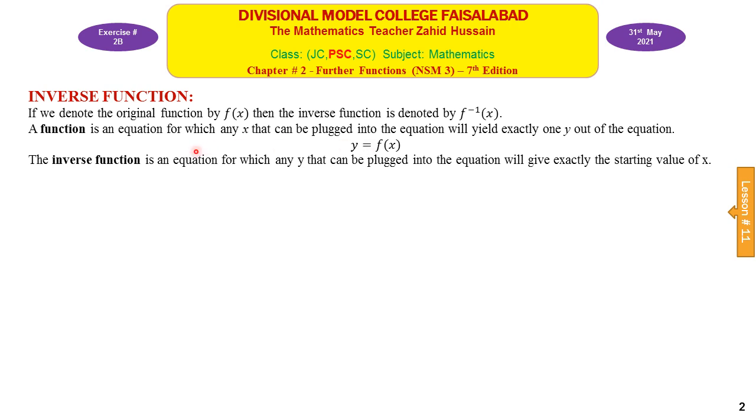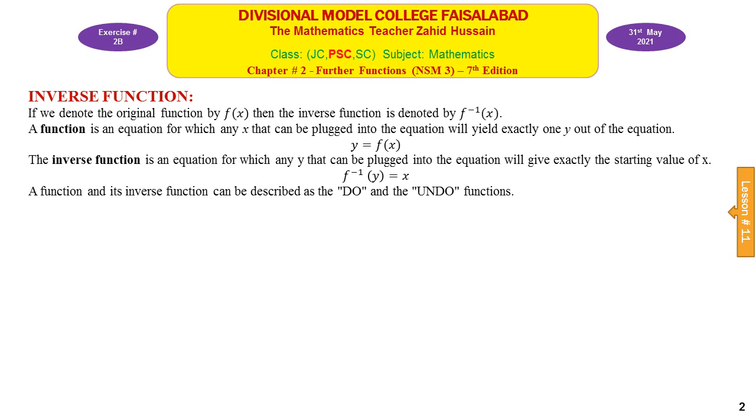The inverse function is an equation for which any y that can be plugged into the equation will give exactly the starting value of x. So this is the equation in which if we put x we get y. So there must be a relation in which we put the value of y, we get the same value of x for which we get the value of y. That is, inverse function can be described as the do and undo functions.